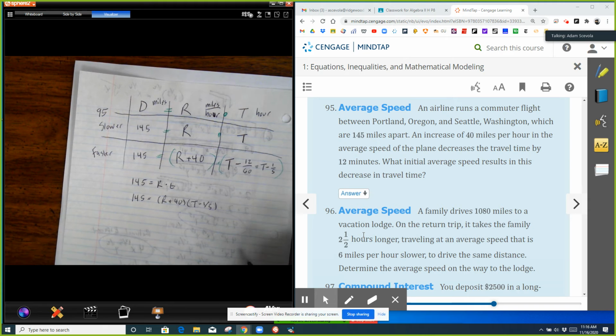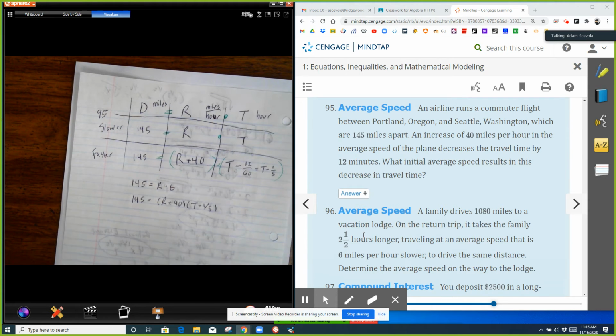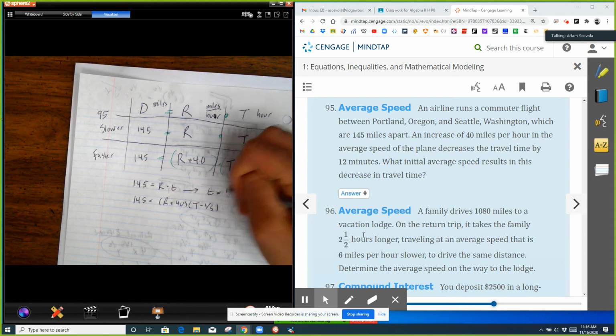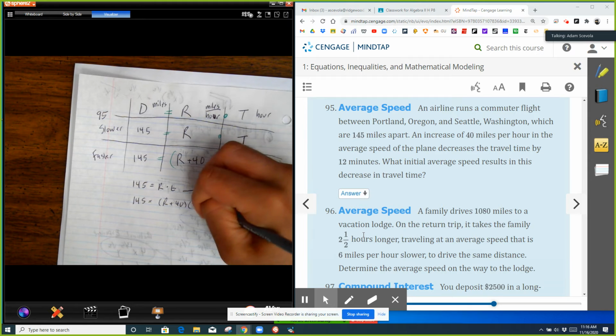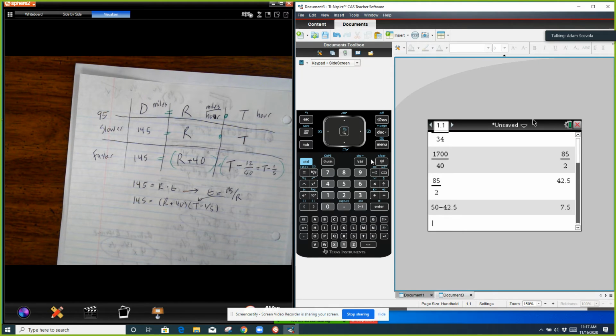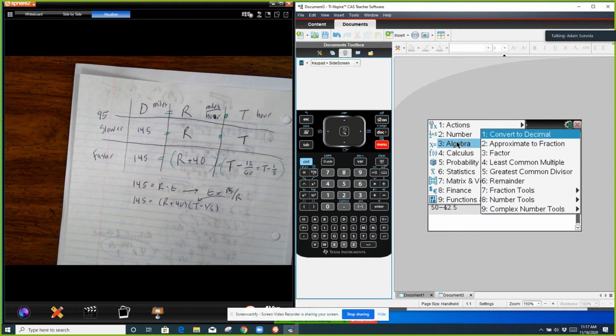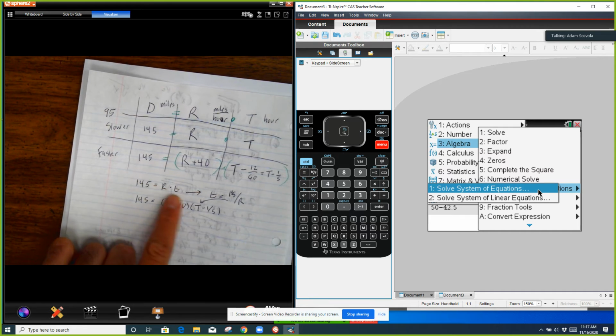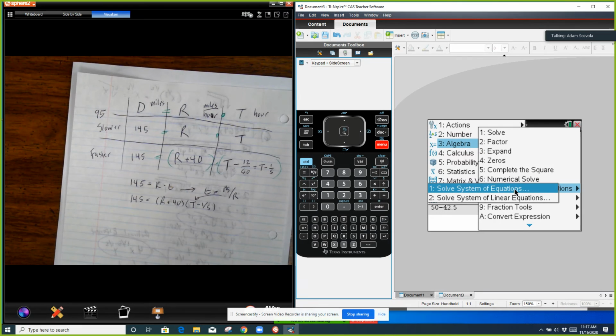We'll go menu, algebra, solve system of equations. This is not a linear system because we're multiplying variables together. You can't solve systems that are not linear without a CAS. If you have a CAS, you can do this. If you don't, you would have to solve it either by hand or by graphing. By graphing, you would take these two equations, maybe let R be Y, solve for R for both of them, then graph them and see where they intersect. And that'll give you the time.